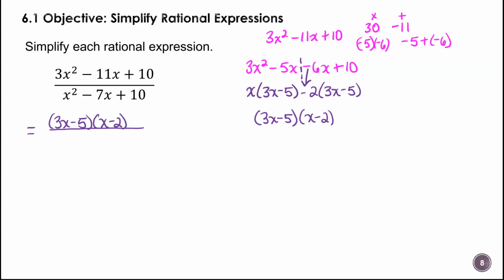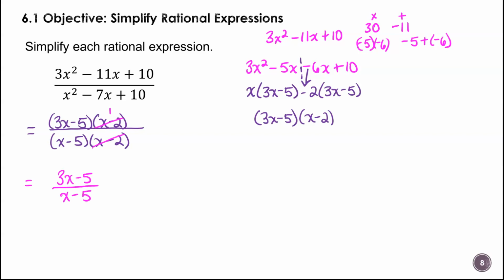And then in my denominator, this one factors, we actually factored it earlier when we were finding domain, I believe. That's x minus 5 times x minus 2, right? Factors of positive 10 that have a sum of negative 7. So my common factor then is the x minus 2, right? That's going to equal 1. And I'm left with 3x minus 5 over x minus 5.